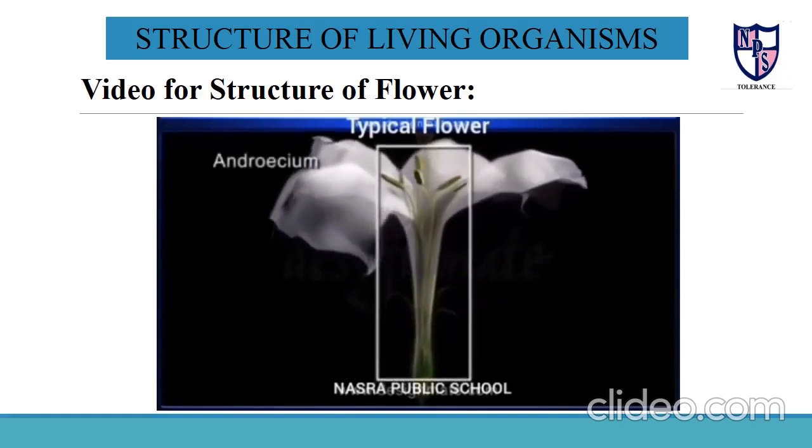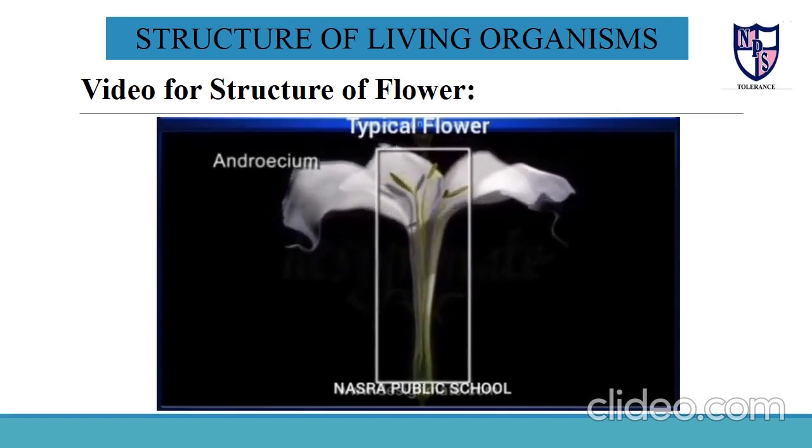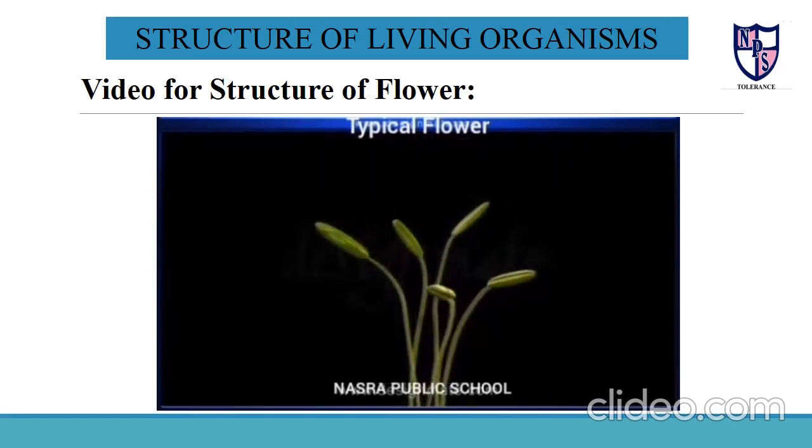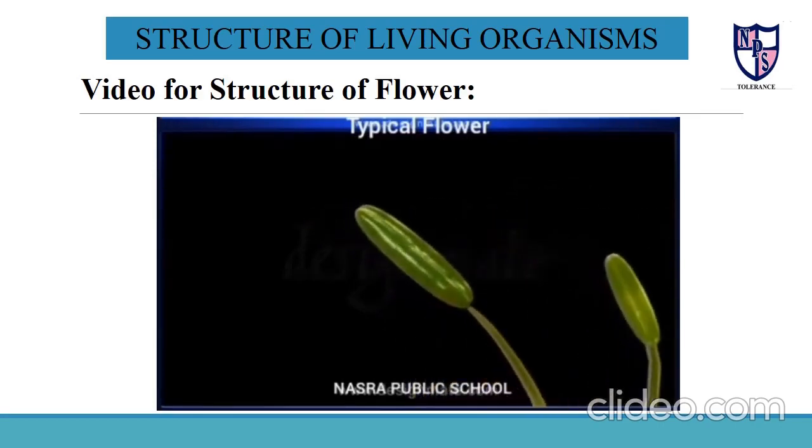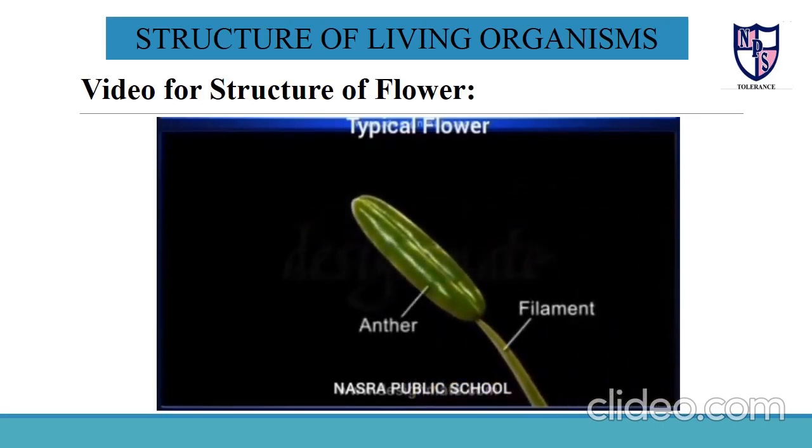The next inner whorl is the androecium that comprises a number of stamens. Each stamen consists of a filament and an anther.